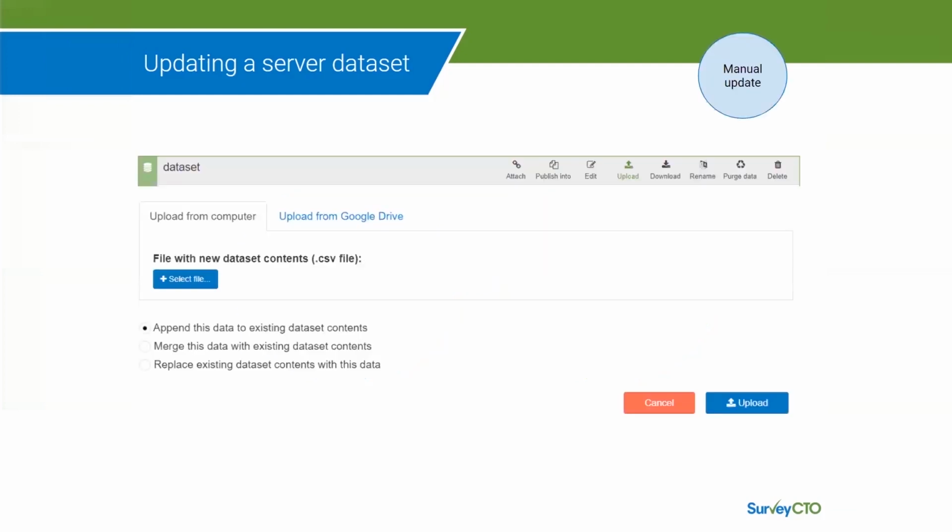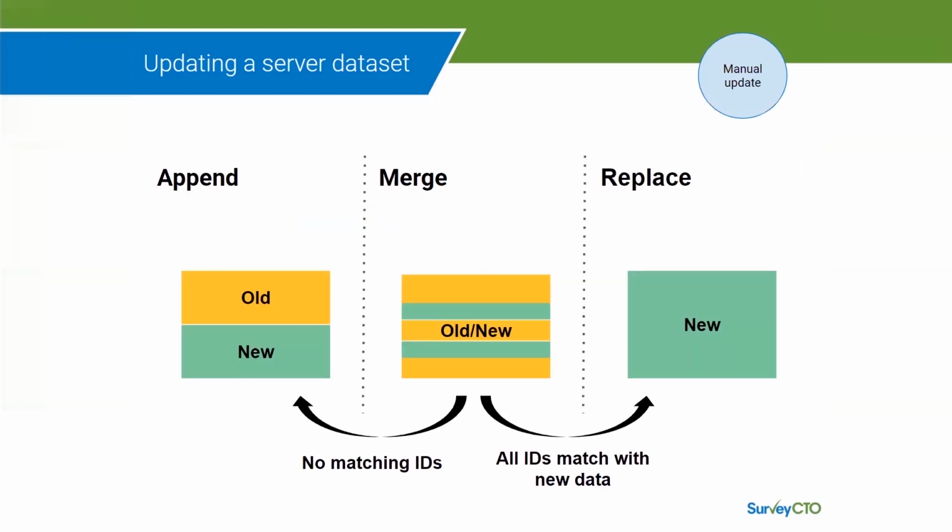For a simple manual update, you just need to click on Upload. And then when uploading the CSV file, you have three options. You can append, you can merge, or you can replace existing dataset. What does this mean? If you have a new CSV file, append will add all rows of the new dataset to the existing dataset. The merge option, based on a unique identifier set by you, will either update an existing row if the ID already exists, or create a new row if the ID doesn't exist.